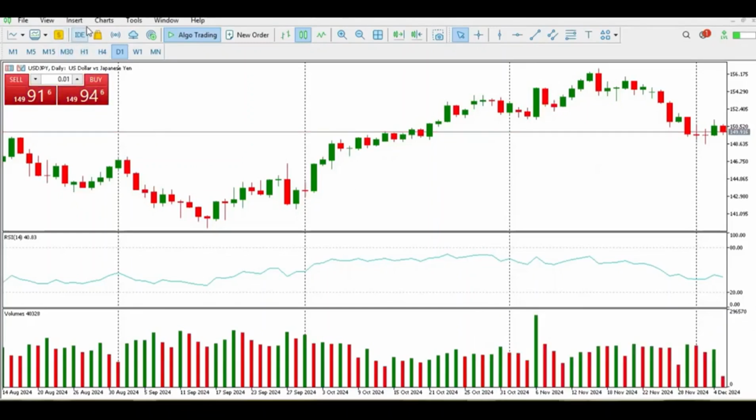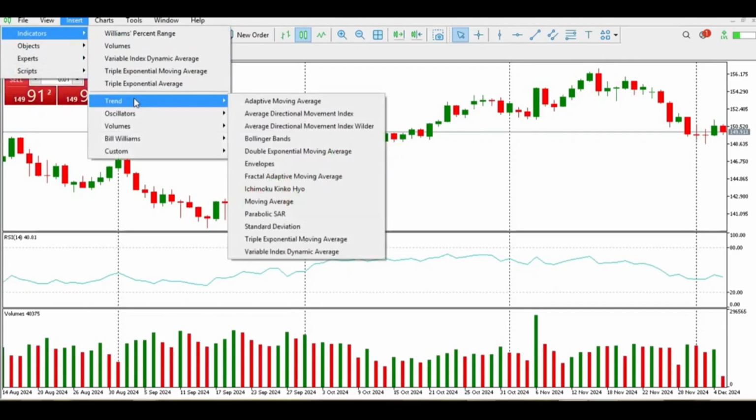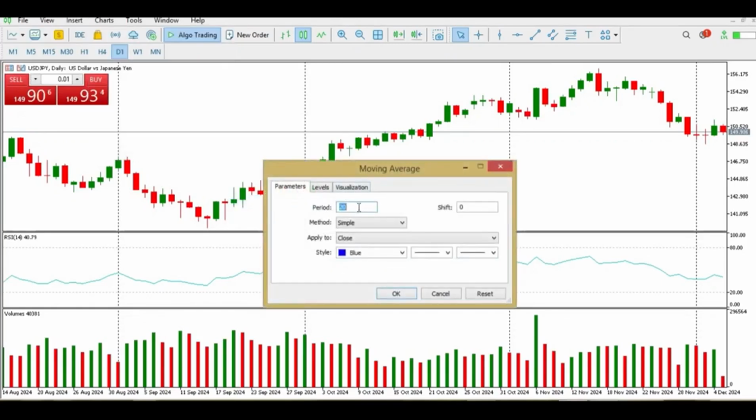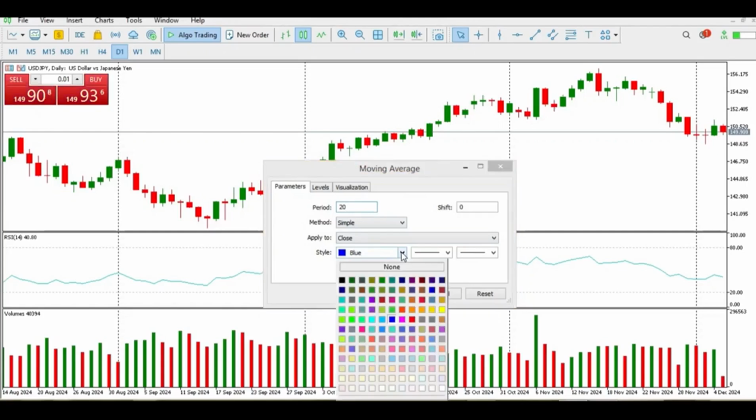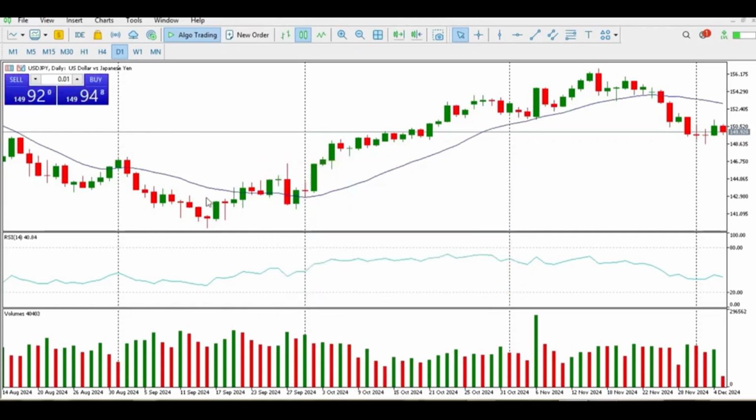Setting up the moving average, I am on a particular instrument on the Forex market. My first point of call will be to click on insert, then indicators, then trend, then moving average. So I want to set the 20 moving average first. In most cases I use color blue, so I'm going to maintain the color and click OK, and the 20 moving average has just appeared on the interface.